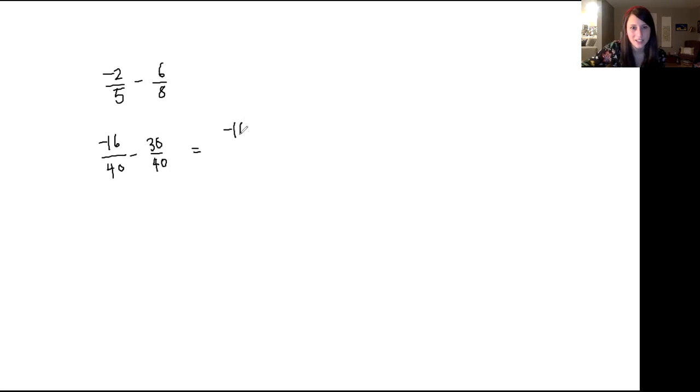Okay, number 8, negative 2/5 minus 6/8. So I think 40 is the closest thing that goes into both. So I'm going to make this negative 2 times 8 is negative 16 out of 40 minus 30 out of 40. So if I look at this, I've got negative 16 minus 30 out of 40.